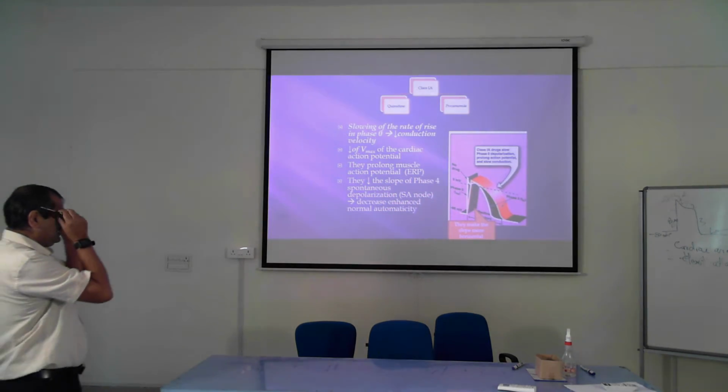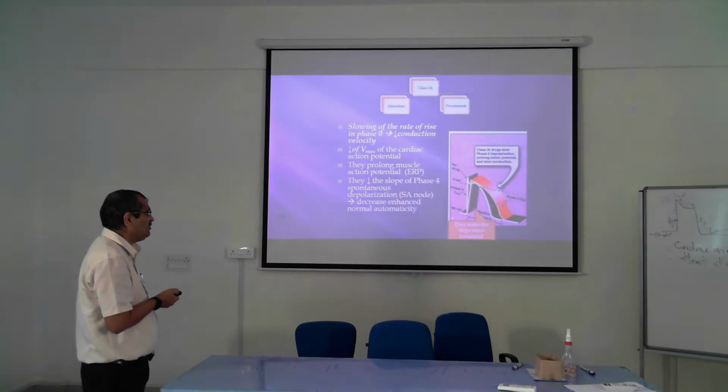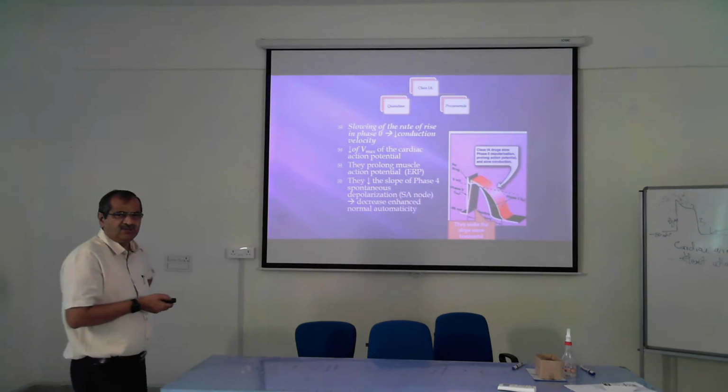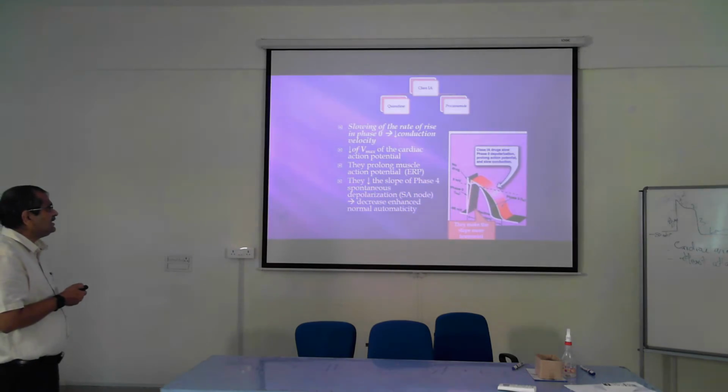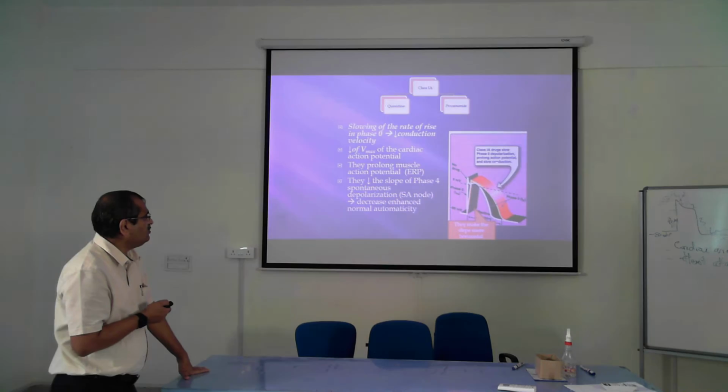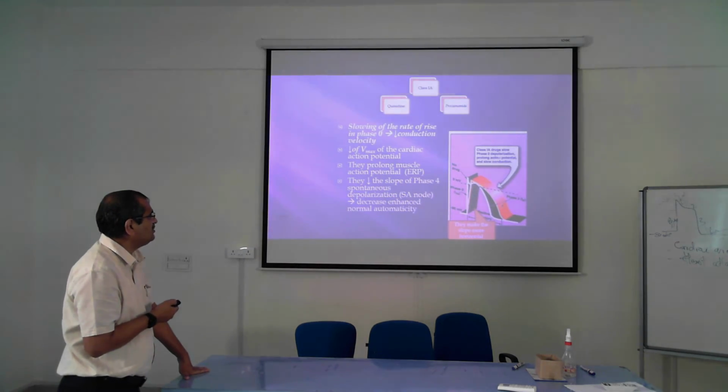Already you have learned, here this is minus 85 or 80 millivolts. Suddenly it is going to increase, then it becomes a plateau, then it is going to come down. So here the conduction velocity is decreased, especially from the AV node to the His-Purkinje system, and the Vmax is decreased. This is the maximum phase. So they prolong the muscle action potential, especially the cardiac muscle. Class 1A drugs slow phase 0 depolarization, prolong the action potential and slow conduction velocity.